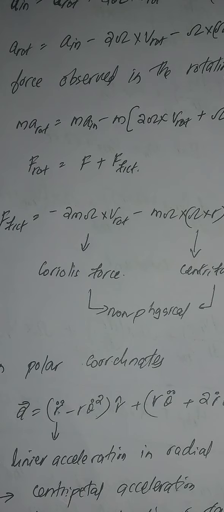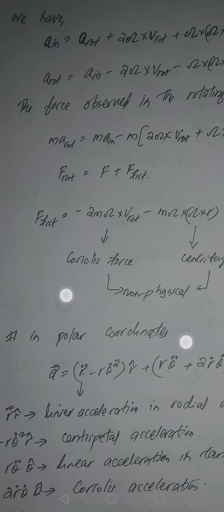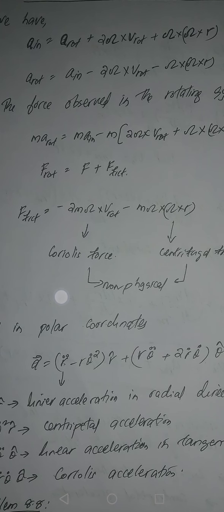And remember, the Coriolis force and centrifugal force are non-physical forces. They arise not due to any physical interaction, but due to kinematics. For example, the fictitious force that we learned in translation arises only due to the acceleration or the motion of the frame. So this is what we see if we are in the rotating frame: there is Coriolis force and centrifugal force.